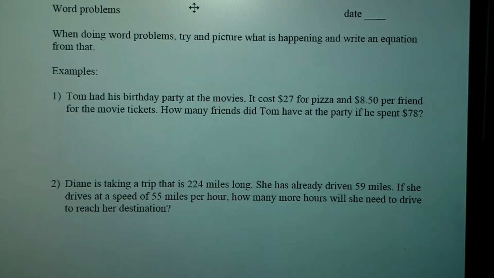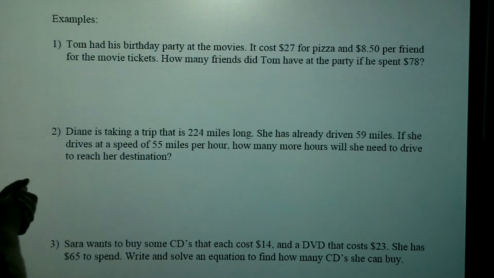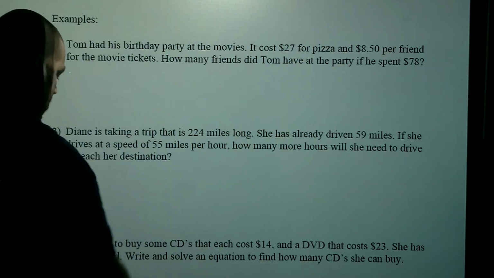We're going to talk about some word problems where we can use equations to solve it. When doing word problems, try and picture what's happening and write an equation from that. So for number one, Tom had his birthday party at the movies. It cost $27 for pizza and $8.50 per friend for the movie tickets. How many friends did Tom have at the party if he spent $78?